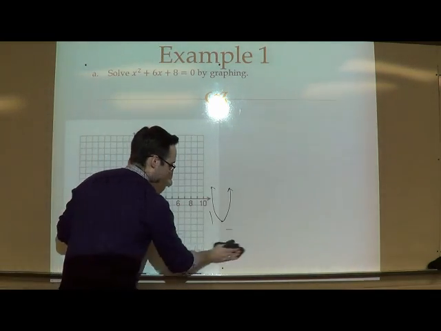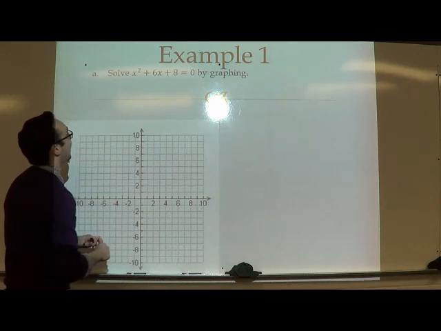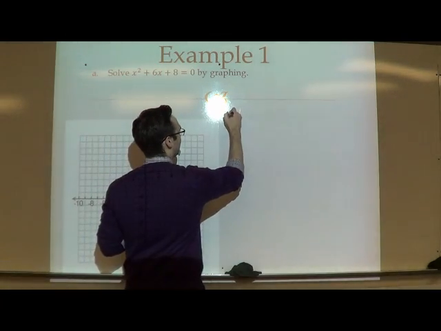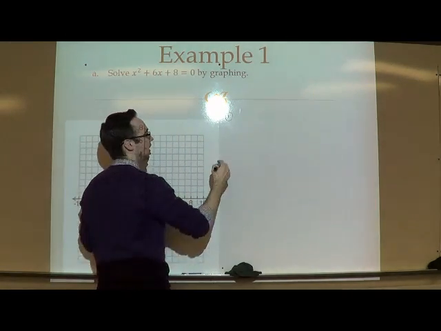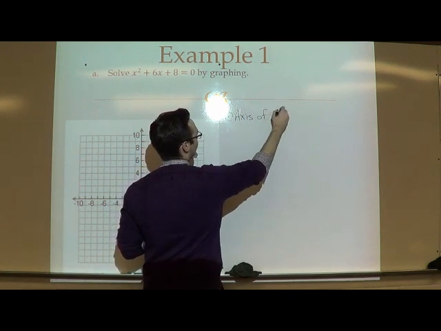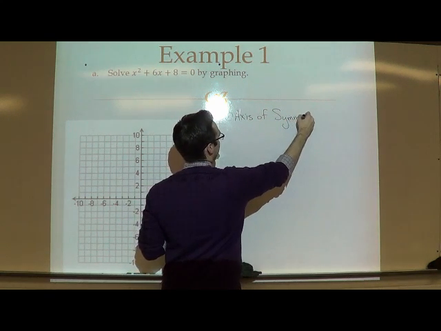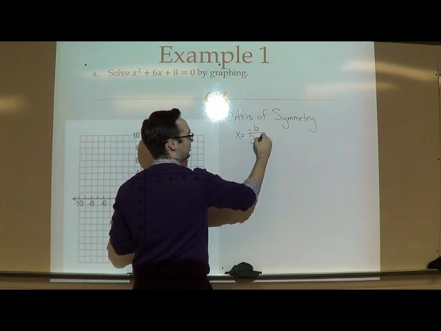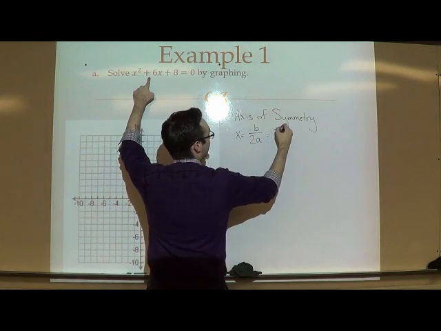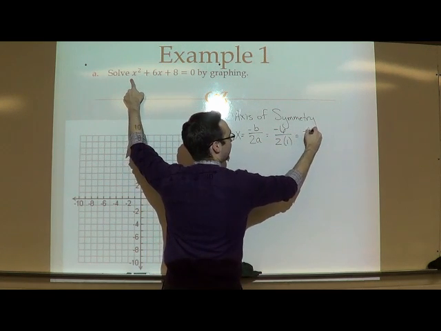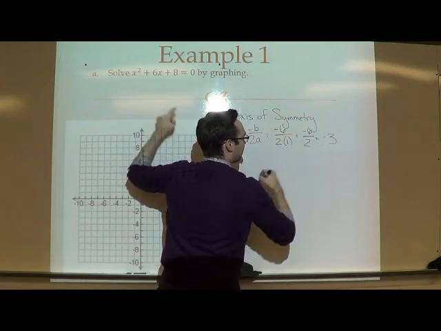So our first example here, we're looking at x squared plus 6x plus 8 equals 0. I'm going to go through a number of these steps this time. The first step we always want to go with is the axis of symmetry. So we're going to have x equals negative b over 2a. Our negative b will be negative 6, all over 2 times a, which is 1. So negative 6 over 2 is negative 3.